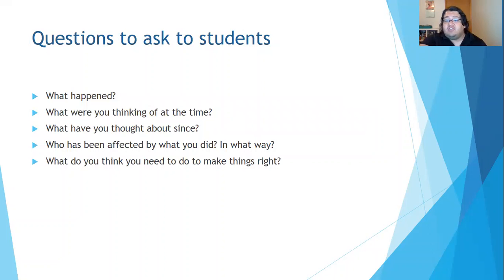And these are the questions. These questions look familiar. We've had those questions in the past, right? What happened? What were you thinking at the time? What have you thought about since? Who has been affected by what you did? In what way? What do you think you need to make things right? So all these questions are having the student feel accountable, right? That it's not just the teacher's fault. It's maybe your fault, but you have to accept the consequences.